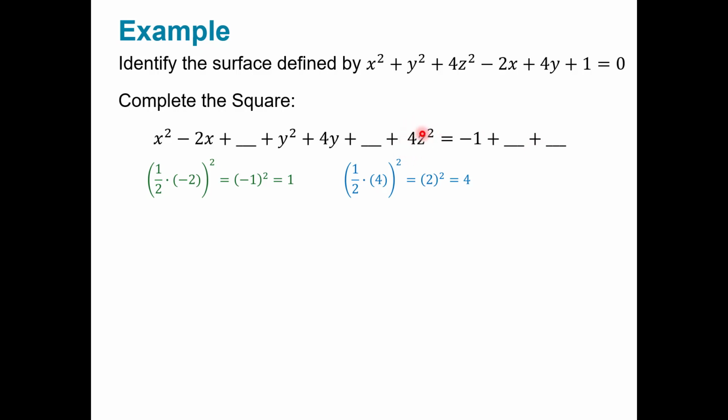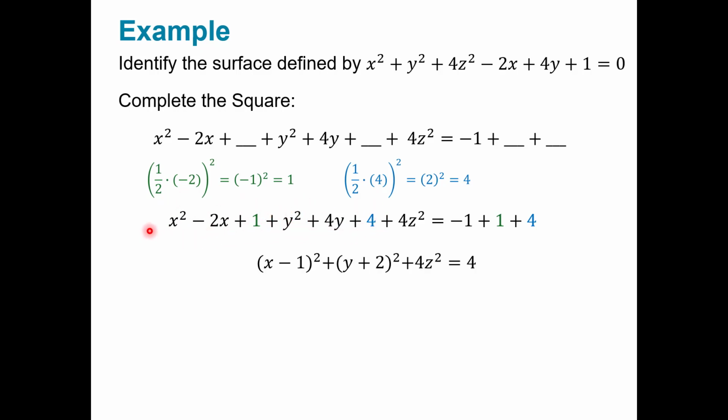And for z, there are no other z terms. There are no linear z terms, like z to the first power, so we don't have to do anything there. And so we end up with this version of our equation. Now we added those missing terms so that these trinomials in terms of x and y are perfect squares that we can factor. And so this becomes x minus 1 squared plus y plus 2 squared, and then still our plus 4z squared. And then the right side of the equation just equals 4.